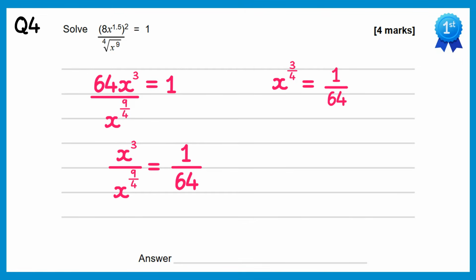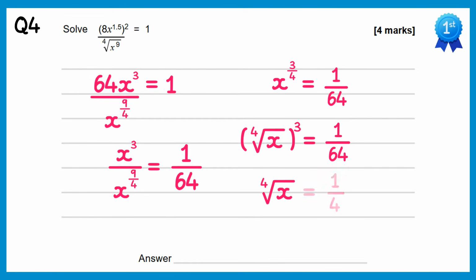X to the power 3 over 4 could be rewritten as the fourth root of x cubed equals 1 over 64. And to get rid of the cubed, we cube root both sides. So we get the fourth root of x. And if you cube root 1 over 64, you get 1 over 4. And to finish this off, we need to get rid of the fourth root, so we raise this to the power 4, so we need to do 1/4 to the power 4, which is 1 over 256.